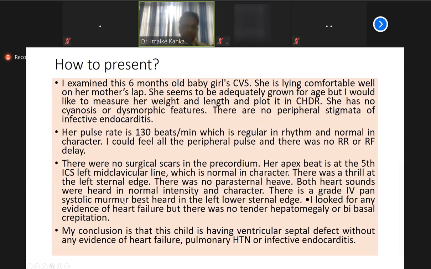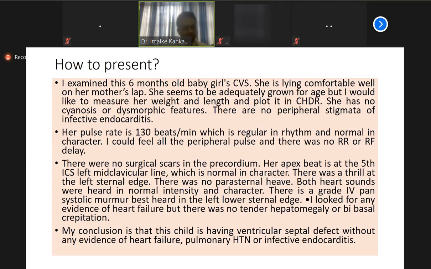Both heart sounds were heard in normal intensity and character. There's a grade 4 pansystolic murmur best heard at the left lower sternal edge. I looked for any evidence of heart failure, but there was no tender hepatomegaly or bibasal crepitations. These are the sentences which you can use. My conclusion is that this child is having ventricular septal defect without any evidence of heart failure, pulmonary hypertension, or infective endocarditis. That's your conclusion.